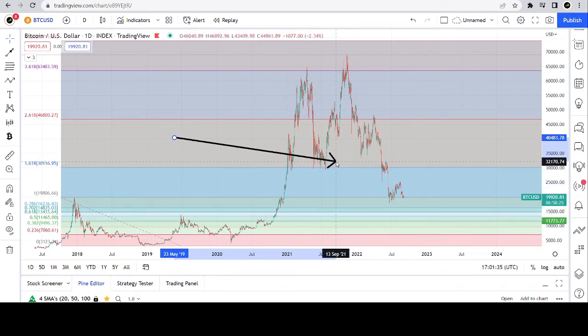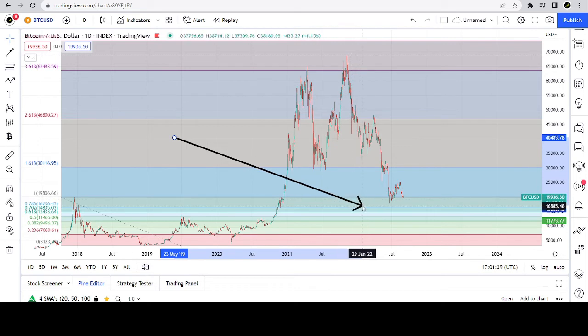which is roughly $11,773. Well, it could be a little off, could be a little plus or minus, but that is one potential possibility where Bitcoin could bottom out.